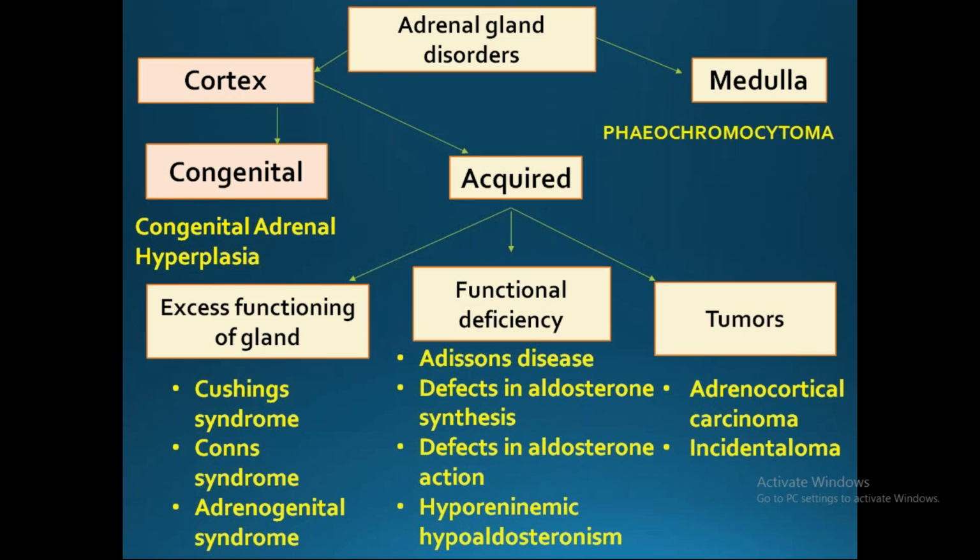Coming to the functional deficiencies, there is Addison's disease, lack of hormones, defect in aldosterone synthesis, defect in aldosterone action, and hyporeninemic hypoaldosteronism. Renin is a hormone secreted by the kidneys, and in this condition there is less renin and thus less aldosterone. The renin angiotensin aldosterone system is affected. And then there are tumors: adenoma, adrenocortical carcinoma, and incidentaloma.